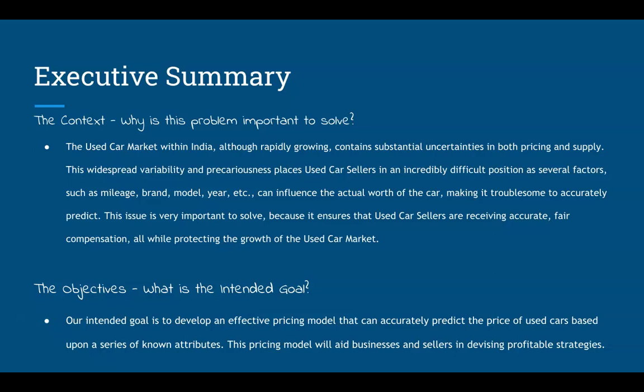So the problem presented within this project is that the used car market in India is rapidly growing, but it does contain great uncertainties in both pricing and supply. This uncertainty places used car sellers in an incredibly difficult and uncomfortable situation, as they are unable to accurately predict the value of a used car, which will further hinder their ability to receive accurate or fair compensation when selling a used car. Our intended goal with this project is to develop an effective pricing model that can predict the price of used cars with significant certainty based upon a series of known attributes, and developing this model will protect the used car market as well as its sellers.